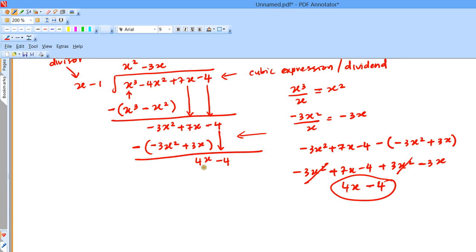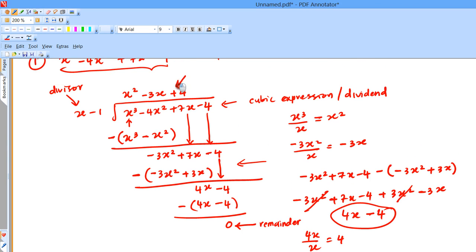Now the remainder has degree 1 and the divisor is power 1, so you need to proceed. We will stop if the degree of the remainder is less than the divisor. So 4x divided by x equal to 4. So plus 4 here, and then you multiply 4 with x minus 1. So we get 4x minus 4, then minus equal to 0. So here we have a remainder equal to 0. And this one we call the quotient.